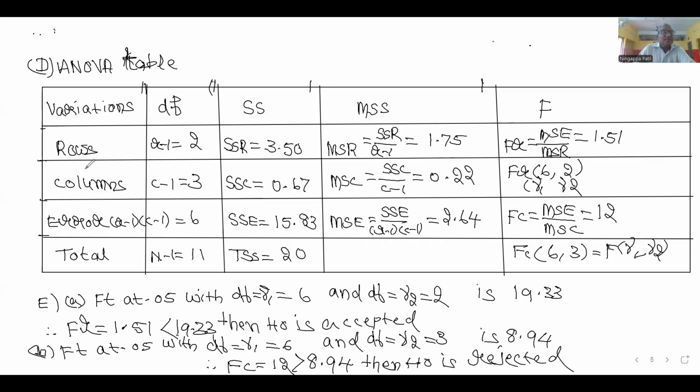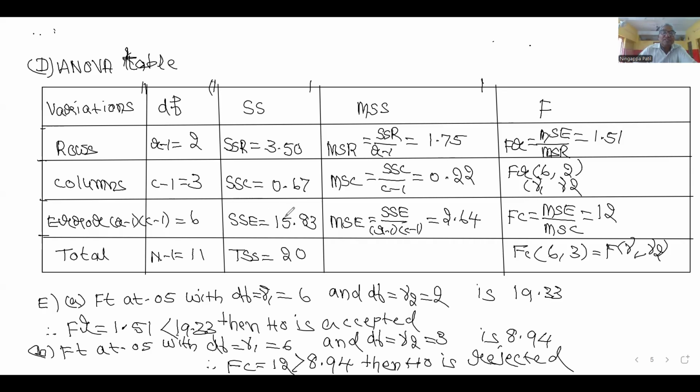Then variations: rows, and degrees of freedom is R minus 1. 3 rows are there, 3 minus 1, 2. Columns, and degrees of freedom is C minus 1: 4 columns, 4 minus 1, 3. Error equals R minus 1 into C minus 1, 2 into 3, 6. And total is N minus 1: N equals 12, 12 minus 1, 11. And in SS, you write SSR, SSC, SSE, TSS.